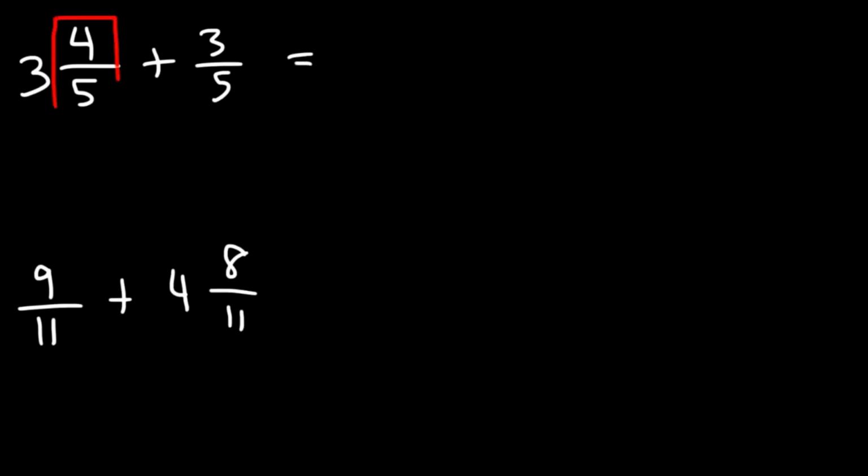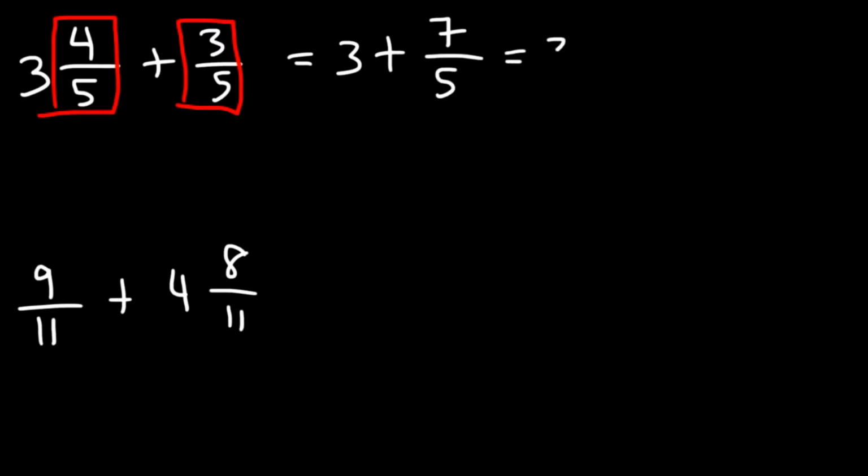So let's begin by adding 4 over 5 and 3 over 5. 4 over 5 plus 3 over 5 is 7 over 5. Now let's break down 7 over 5 as 5 over 5, and 7 minus 5 is 2. So the missing part will be 2 over 5.